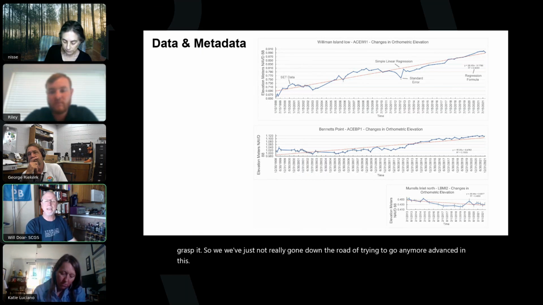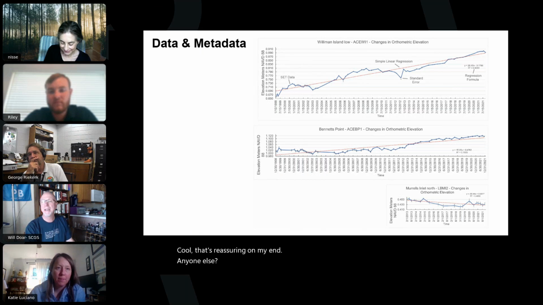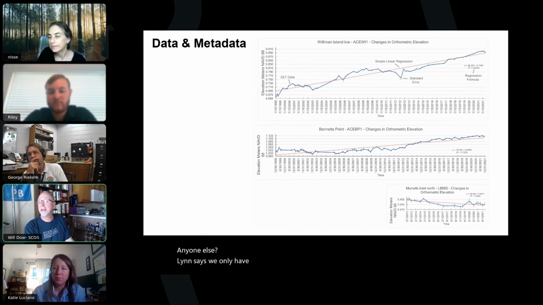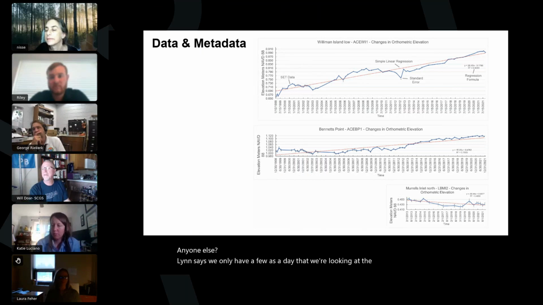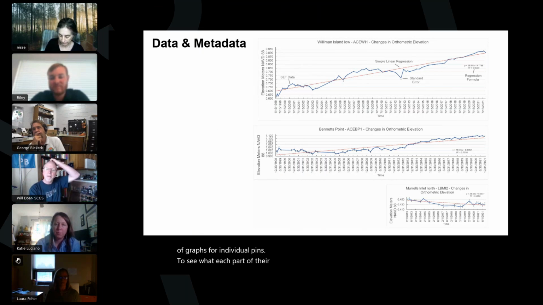Cool. That's reassuring on my end. Anyone else? Lynn says, we only have a few years of data. We're looking at the averages of pin data for each site. Okay, cool. Yeah, I know some people look at micro topography and they produce these type of graphs for individual pins to see what each part of their plots are doing. We just, like I said, we were doing just the basic simple stuff with ours.